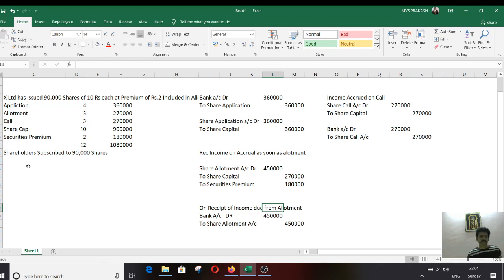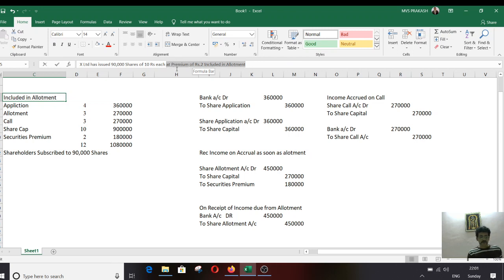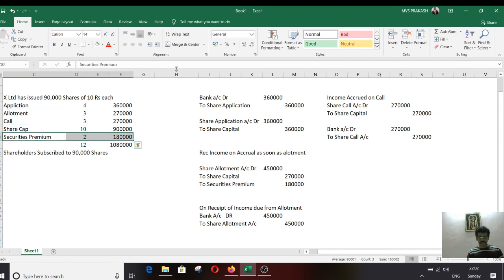Now let us consider that the issue of shares is happening at 10 rupees each, face value. Let us take the basic example. The issue of shares happens at the face value. So ultimately I need to receive 9 lakhs: 4 rupees in the terms of application, 3 lakh 60,000; 3 rupees in the terms of allotment, 2 lakh 70,000; and 3 rupees in the terms of call, 2 lakh 70,000. In total, you need to receive 9 lakhs.